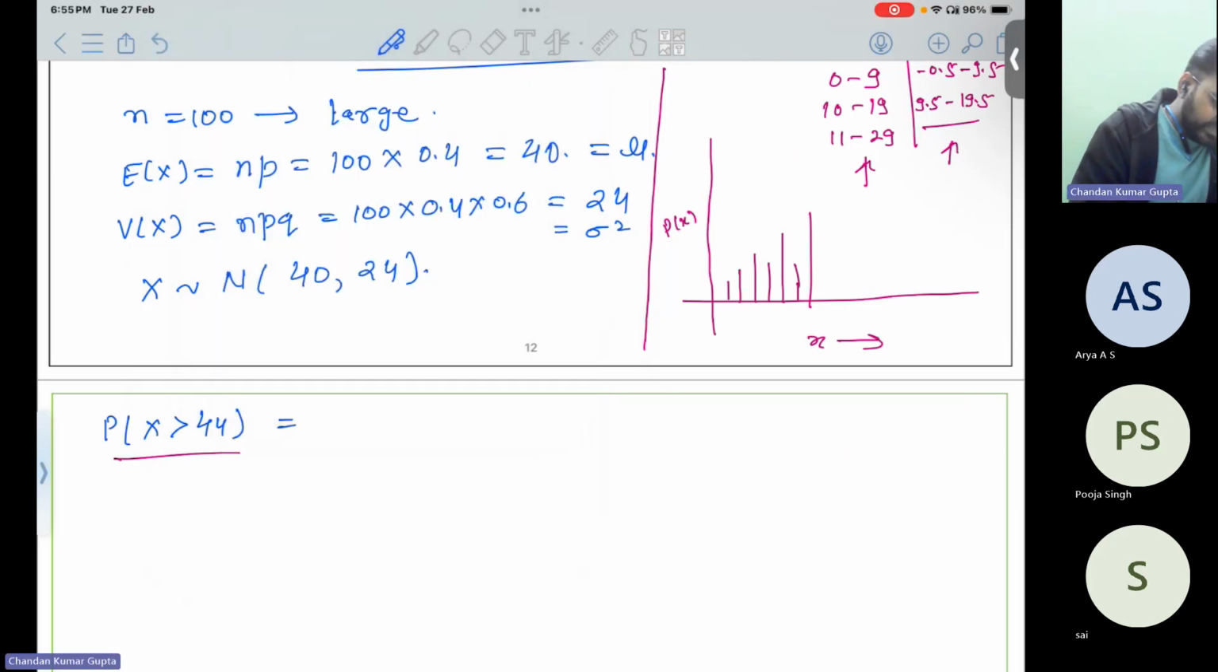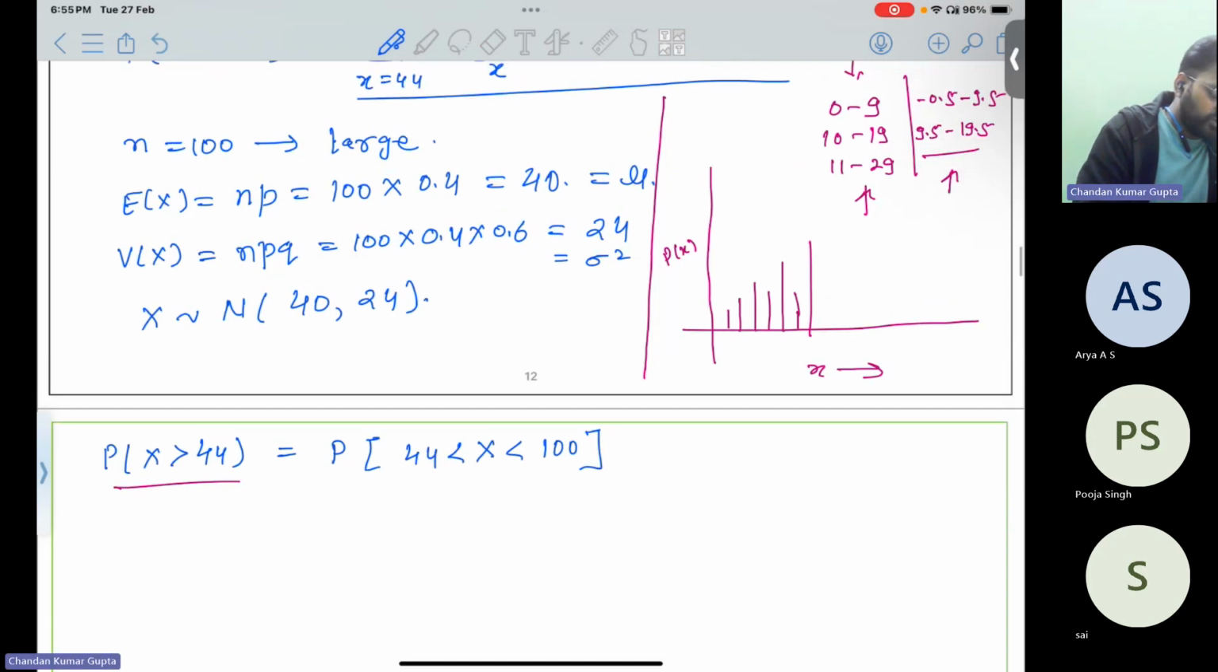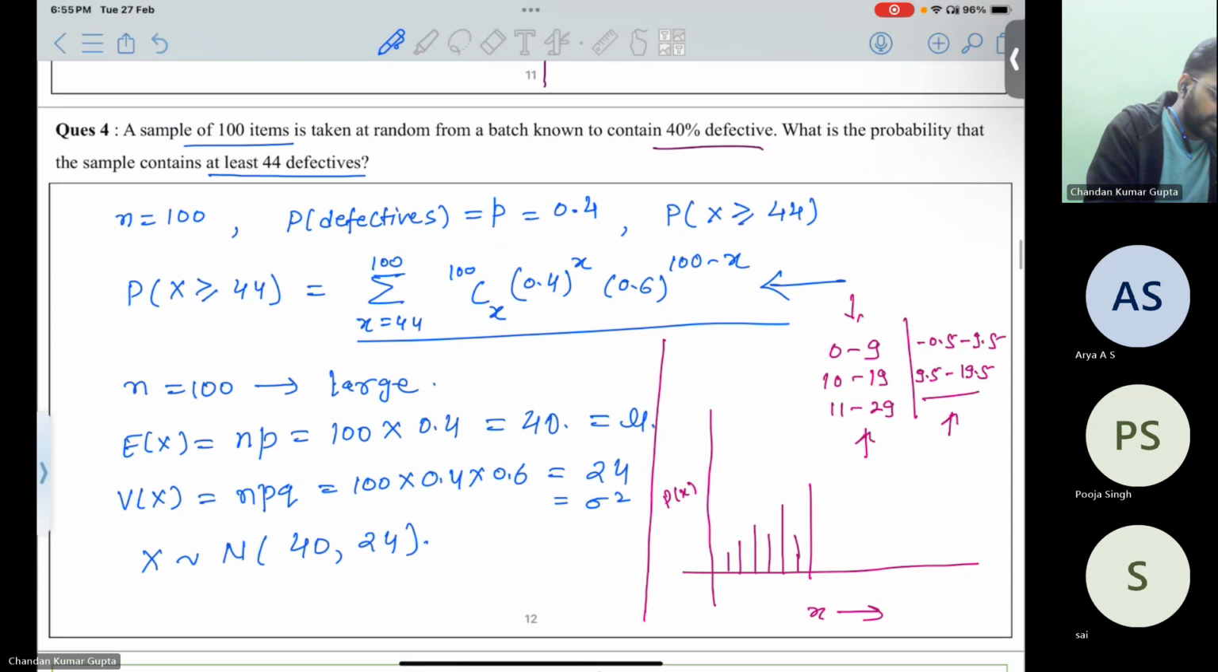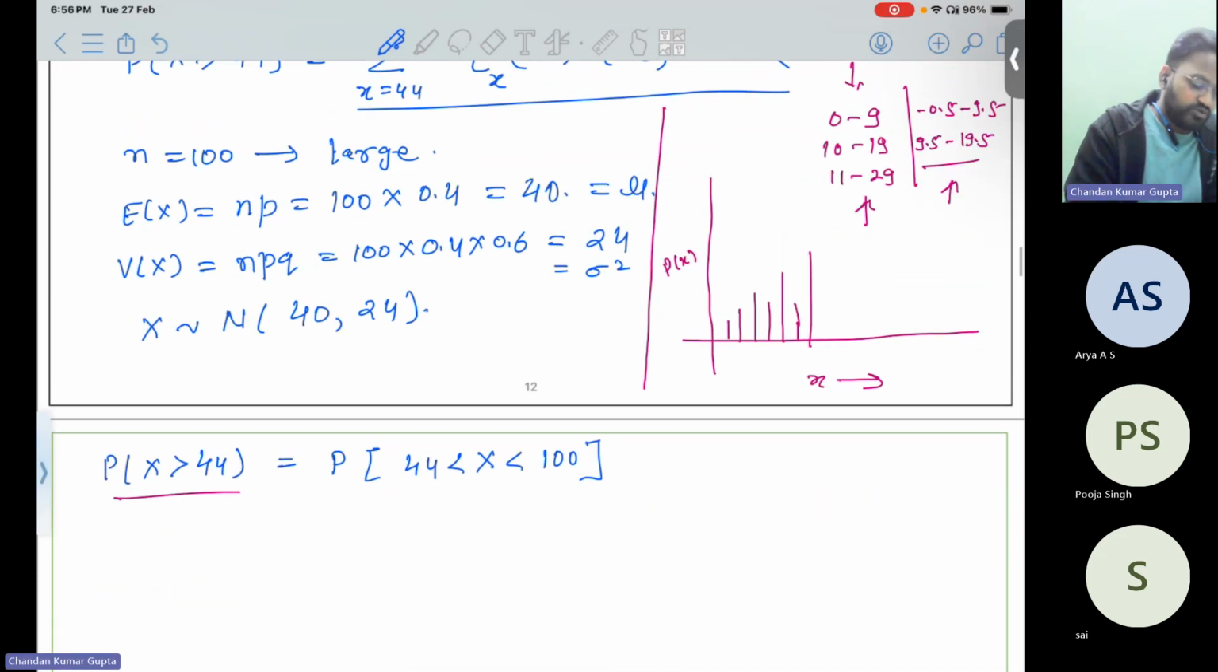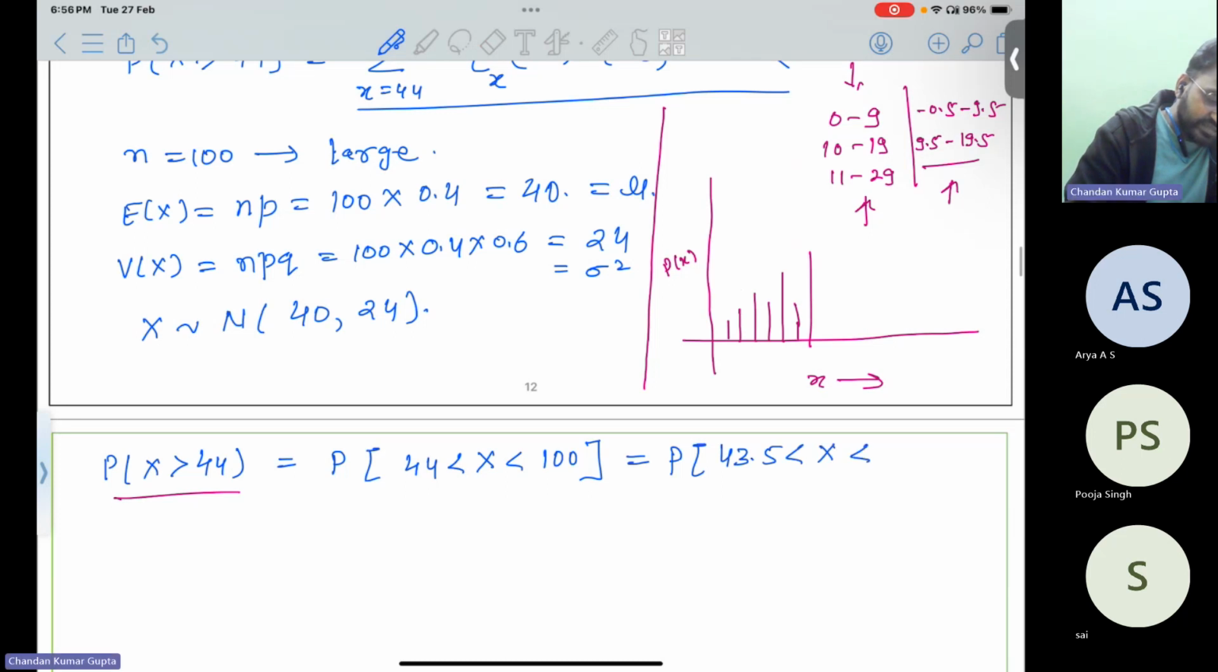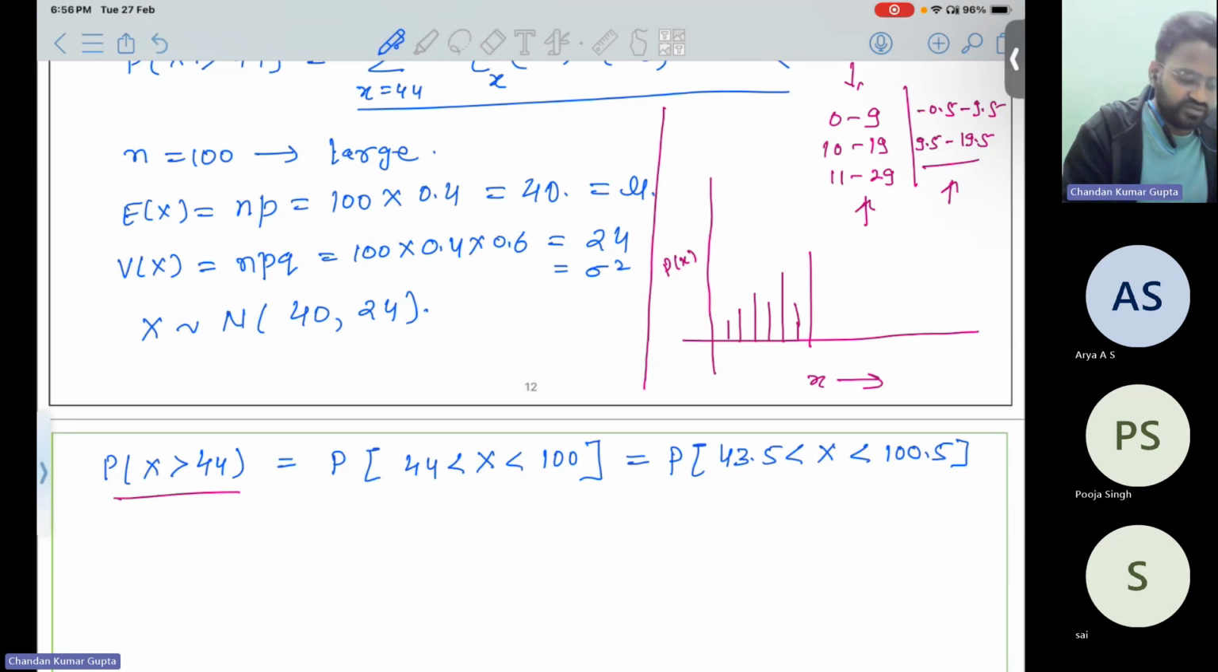We may write like this. First, x is greater than 44, that means probability that x is greater than 44 and less than 100, because we are having only 100 items. So now we use continuity correction: 43.5 to 100.5. Is it clear or not?